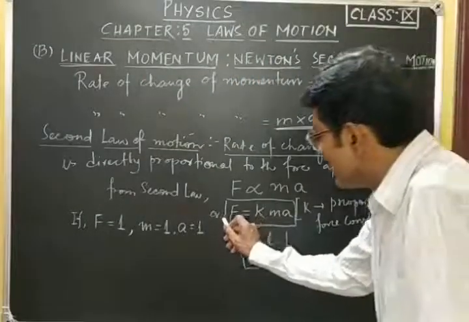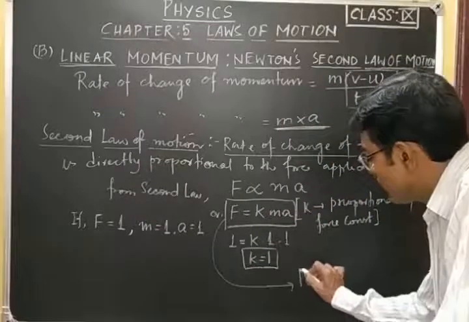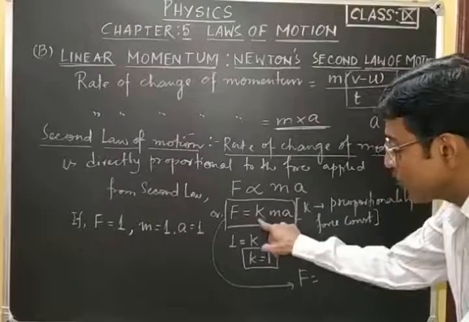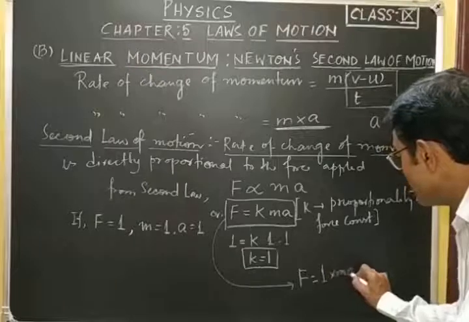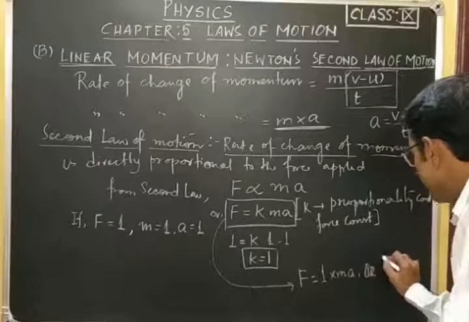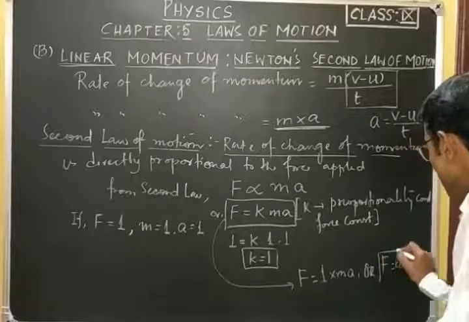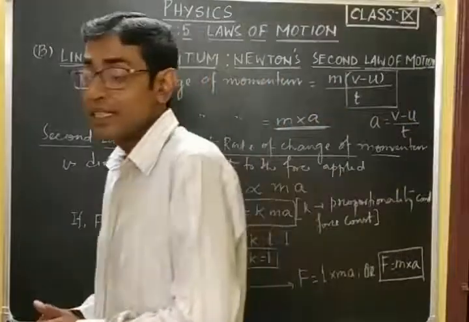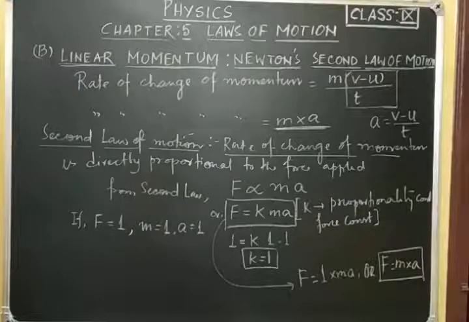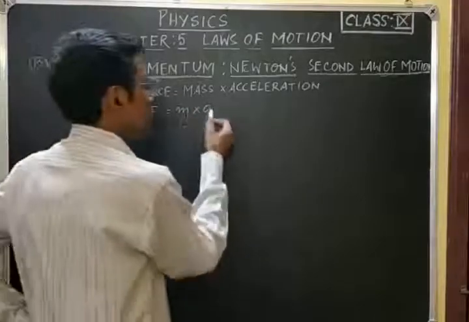So what is the form of this equation? In place of K, what should I put? 1. So 1 into M into A, or we can write force equals mass into acceleration. So the question they will be asking you is: prove that force equals mass into acceleration from Newton's second law of motion. We have learned force equals mass into acceleration, F equals m into a.